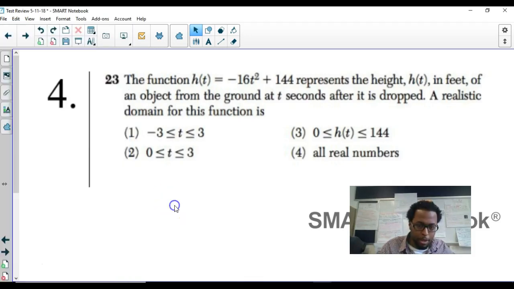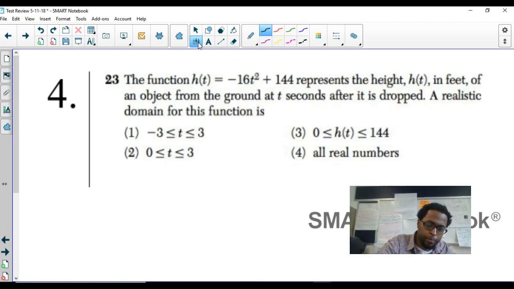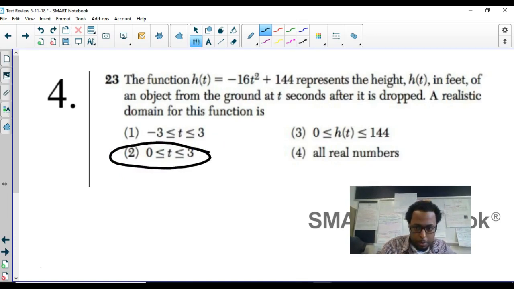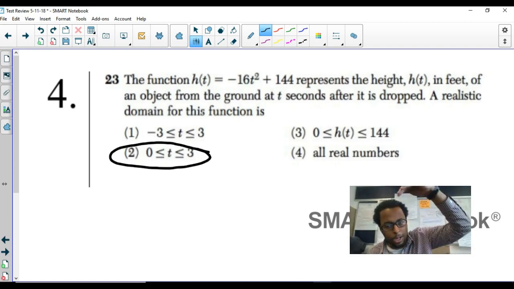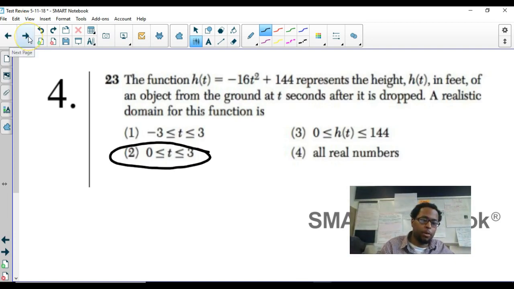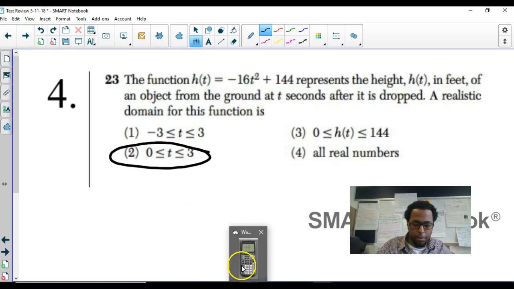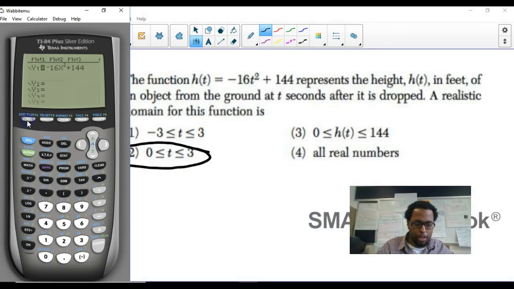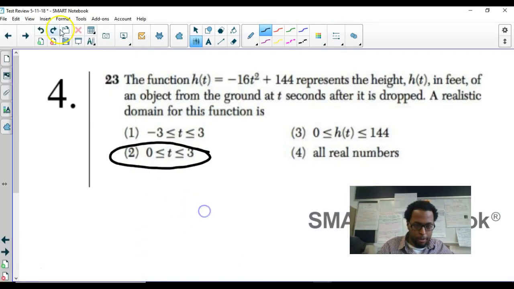So a realistic domain for this question is 2. Why? Because we start at 0. Okay? When we talk about things in height and feet and it reaches the ground, we're talking about when it hits the ground. And in this case, it hits the ground at the x-axis. So your simple answer to that question is 2. Only thing we did for this question was we plugged the function into the calculator to see where it hit the ground. Okay?